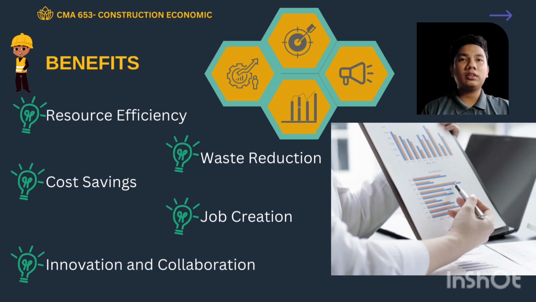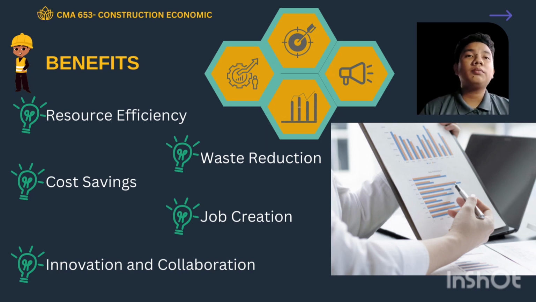The first one is resource efficiency. The construction industry is known for its significant resource consumption and waste generation. A circular economy aims to promote the efficient use of resources by minimizing raw material extraction and optimizing material flow. It focuses on reducing waste generation, reusing material and recycling components, thereby preserving valuable resources and minimizing environmental impact.